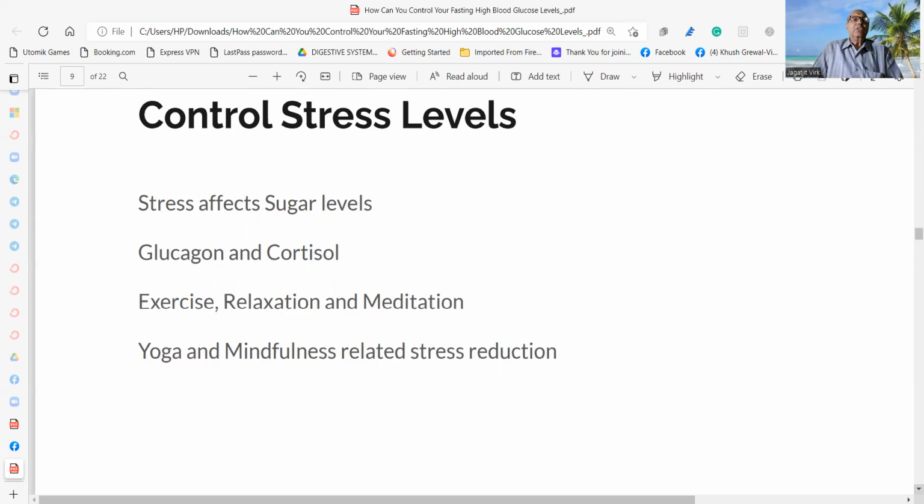Yoga and mindfulness-related stress reduction is also there, because you can use these modalities to lower your stress level as well.